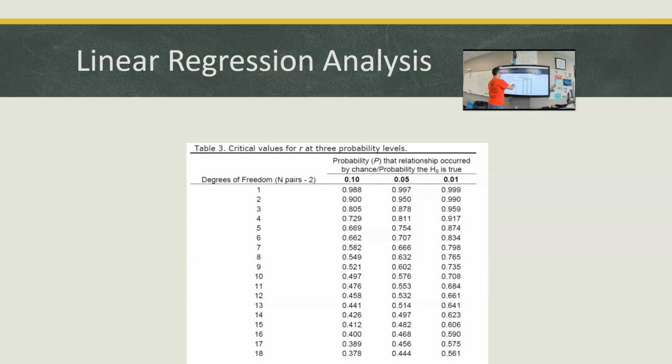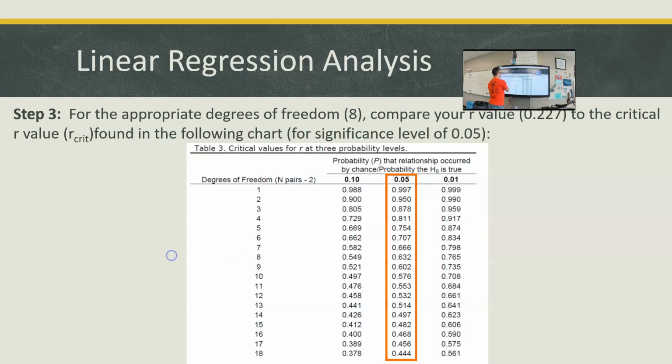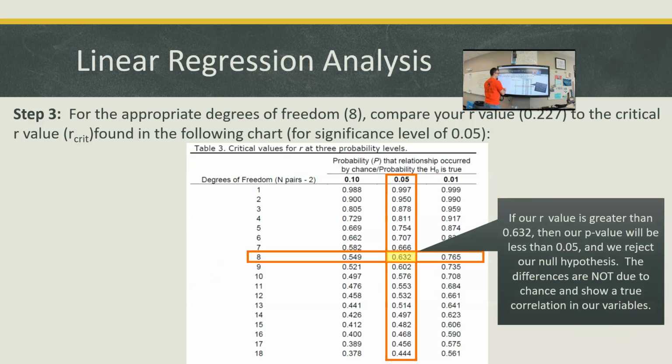Now, in this case, our degrees of freedom was 8, and we're going to use the 0.05 and see where they cross. So in this case, our critical R value is going to be 0.632. If our R value, this is important, if our R value is greater than 0.632, then our P value will be less than 0.05. So what you're looking for here to get a low P value, to get that statistical significance, to say that they do correlate, is you want your R value, the one that you calculated before, the one from the graph, to be greater than the critical R value.